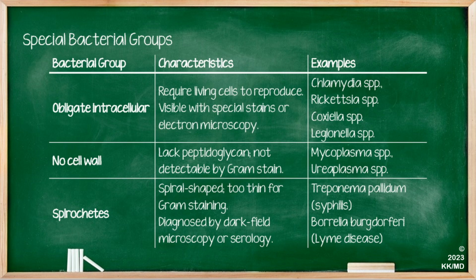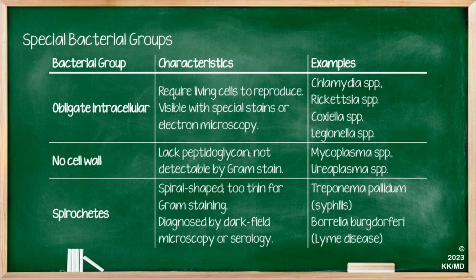And then finally, there are some special bacterial groups that just don't fall into the gram staining classifications at all. And this is due to the way that they are structured. So we have obligate intracellular bacteria, which require living cells in order to reproduce. They are only visible with special stains or electron microscopy. And so some examples of these are chlamydia, rickettsia, coxiella, and legionella.